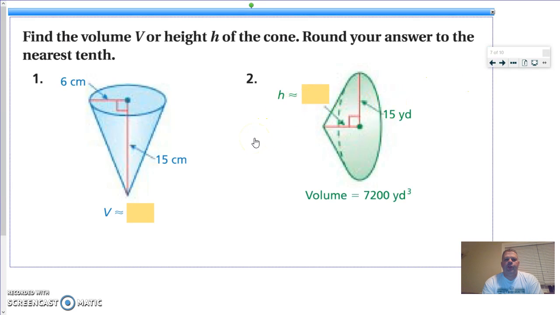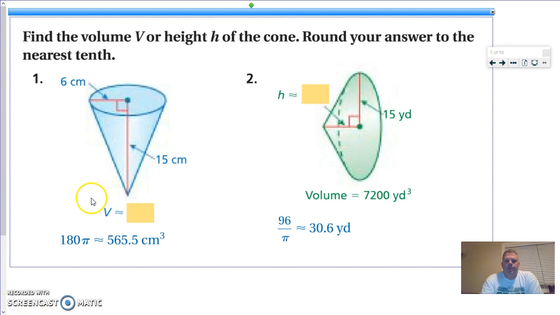Our next examples are for you to try. In example number 1, find the volume by taking 1/3 pi r squared h. In the second one, we do know that the radius is 15. We have the volume of 7,200. See if you can find the height. Please pause the video to allow students to work on this, have a discussion about how to solve those, and when you are ready, please restart the video to get the answers.